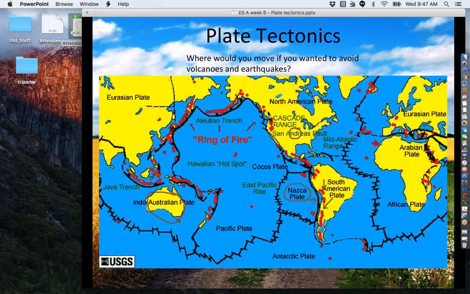You don't want to live along these black lines because these black lines are where plates are colliding. Another thing they do is they rub side to side. So they might go past each other like this, and as they rub, earthquakes will be happening as they're moving past each other. Rub, rub, rub-a-dub-dub.